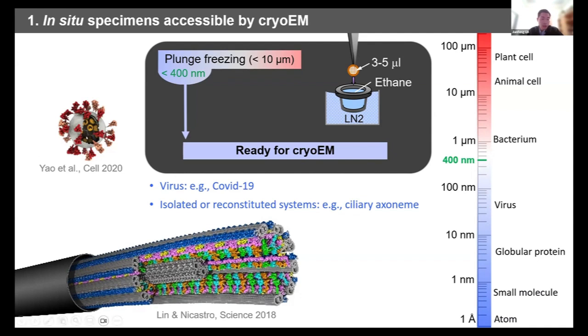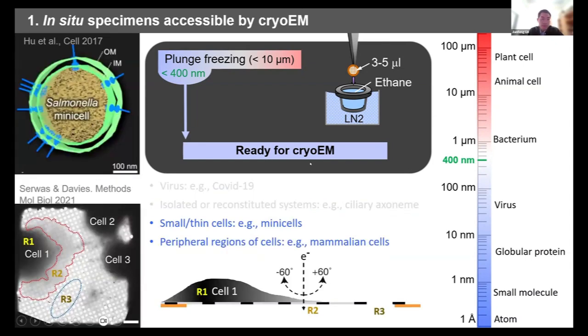The first category of this kind of sample includes, for example, viruses, like this coronavirus here, which is around 100 nanometers. And isolated or reconstituted systems, like the ciliary axoneme here, are also good subjects for study by cryo-EM, because this kind of sample has a diameter of around 220 nanometers. So you can still get good resolution from this kind of samples. And this kind of sample can be directly plunge frozen and imaged by either single particle cryo-EM or cryo-electron tomography.